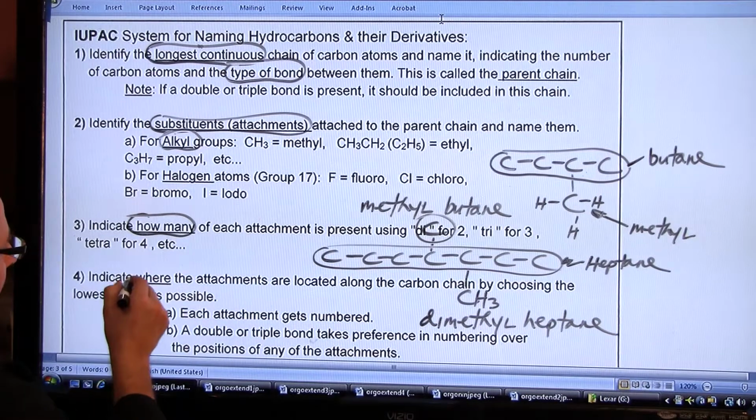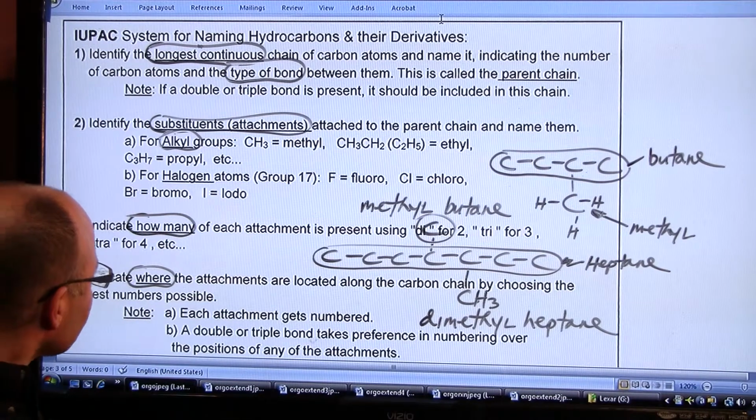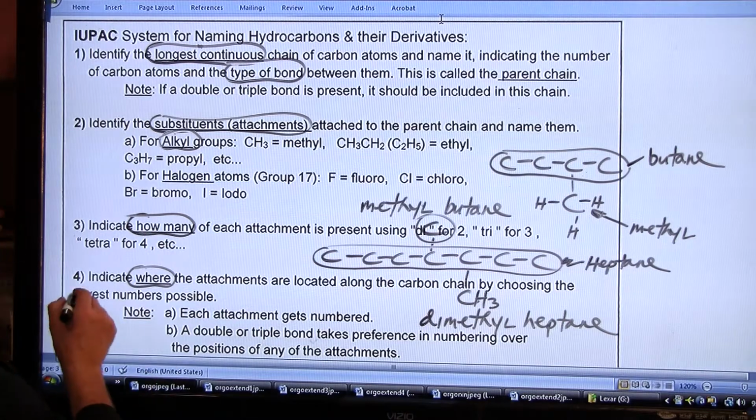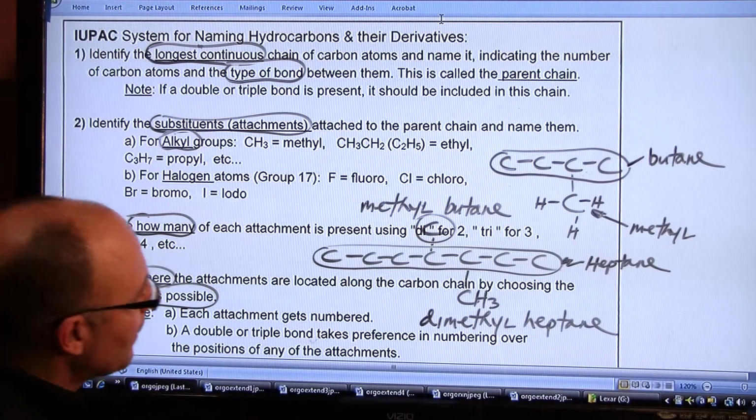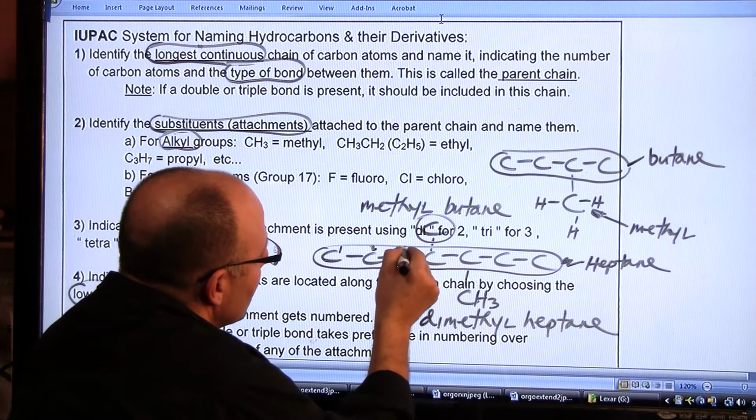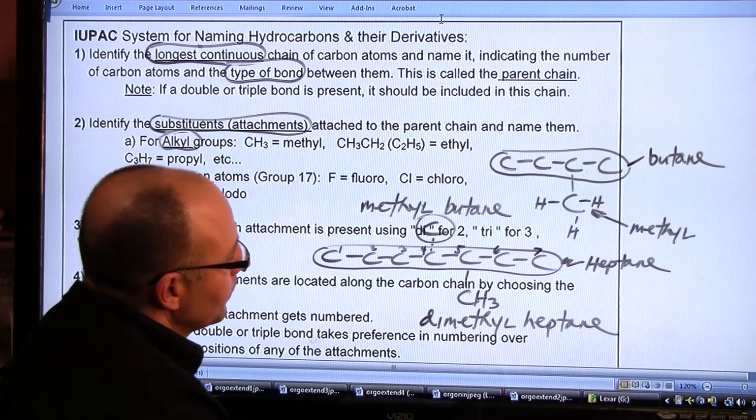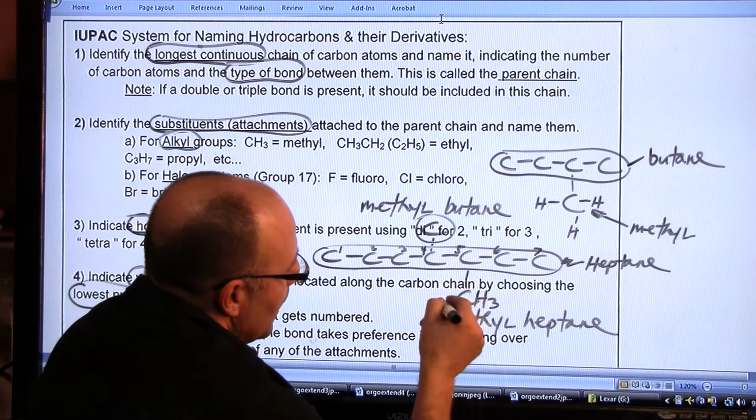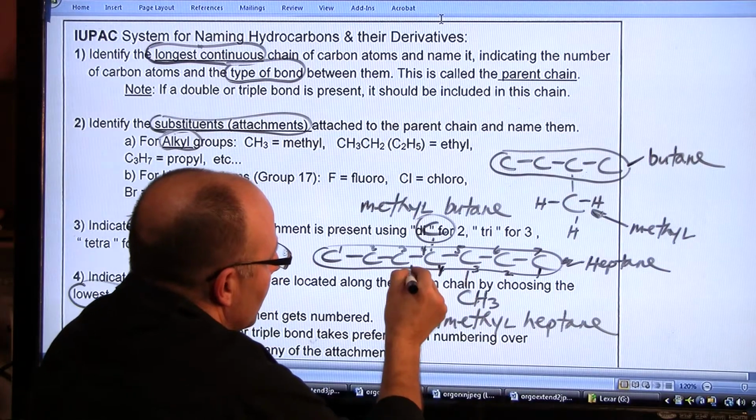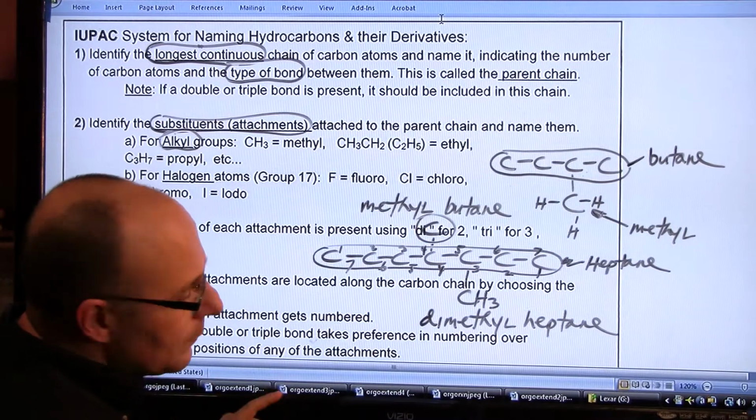Now, the 4th rule is we have to indicate where these methyl groups are because they could change positions. So, in counting, we want to make sure that we choose the lowest numbers possible. Let me show you what I mean by that. If we count from left to right, we'd have 1, 2, 3, 4, 5, 6, 7. If we count in the other direction, from right to left, 1, 2, 3, 4, 5, 6, 7. Now the reason why I'm doing that is because we have to choose what numbers to give to these attachments.